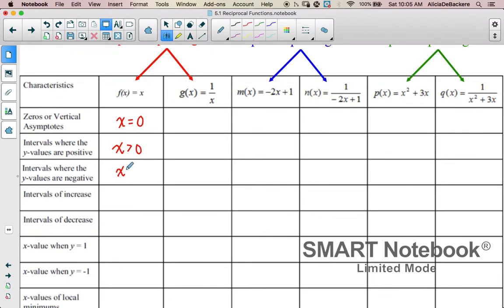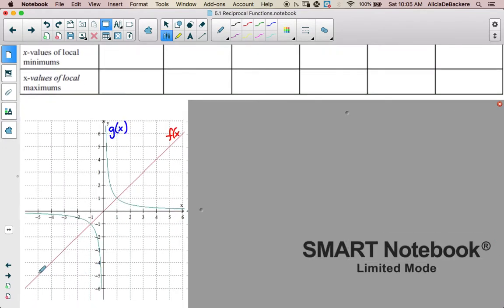And it was below for any x value less than 0. And then looking for intervals of increase or decrease. When I look at the line, remember when we look for intervals of increase and decrease, we always start on the very left-hand side of the graph and then just trace along to the right, asking ourselves, are we always going up or always going down or switching? And here I'm always going up on this graph.